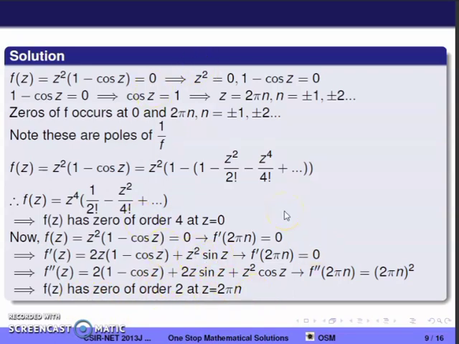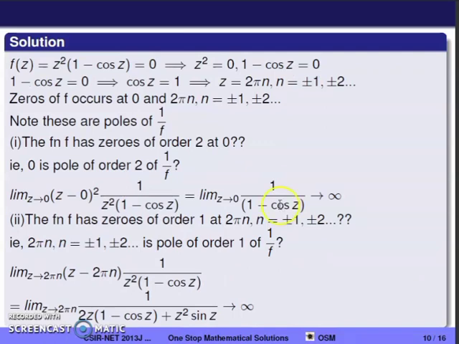So now I am using the pole concept. Whichever is simple for you, you can opt for that. So next is the pole. Already I have said how to find the zeros. Now zeros of f will be poles of 1 by f. So the first condition is asking whether f has zeros of order 2 at 0, that is, whether 0 is a pole of order 2 of 1 by f.